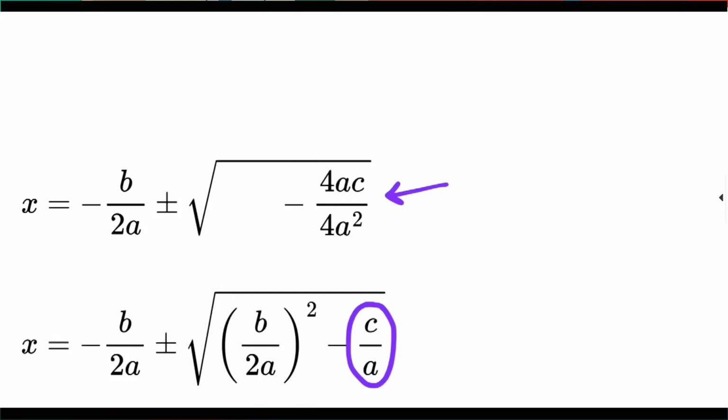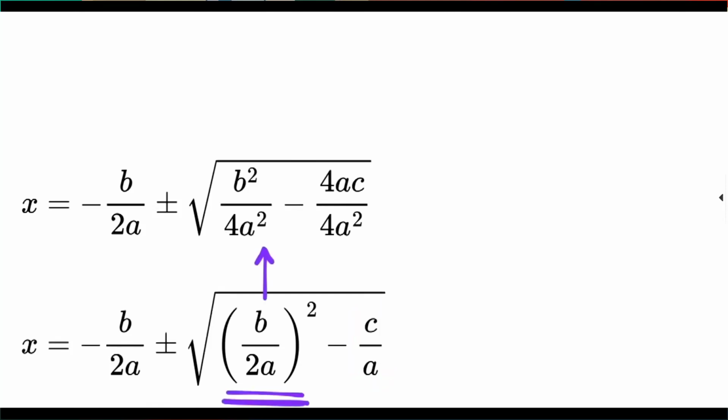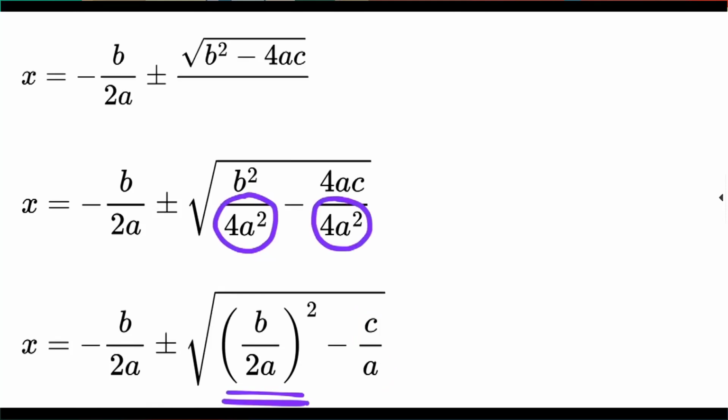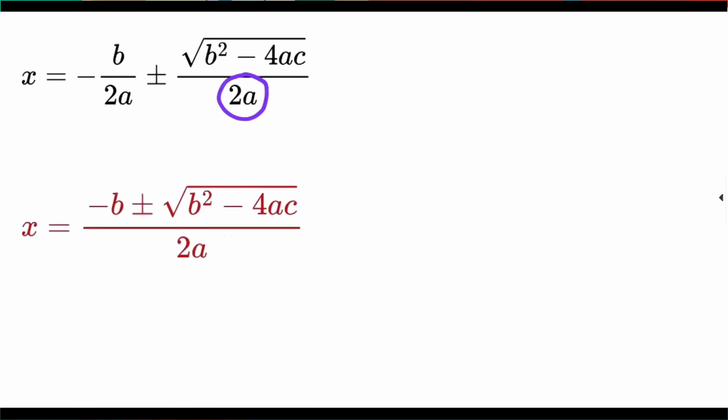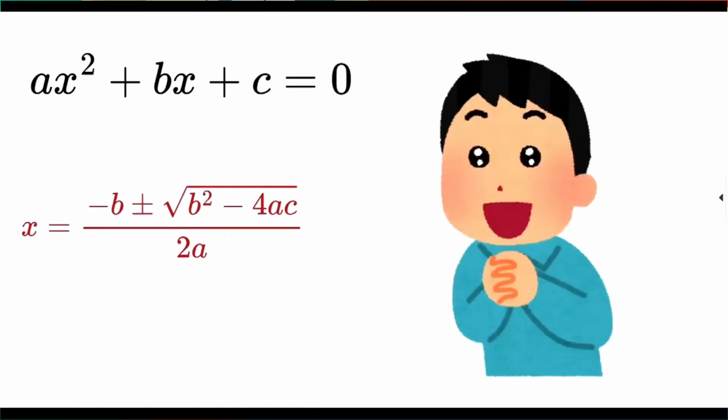Now simplifying this by taking the LCM, the b by 2a whole square is b square by 4a square. So from 4a square, we can take out 2a. So we have x equals minus b plus minus root of b square minus 4ac upon 2a. This is your quadratic formula derivation, right?